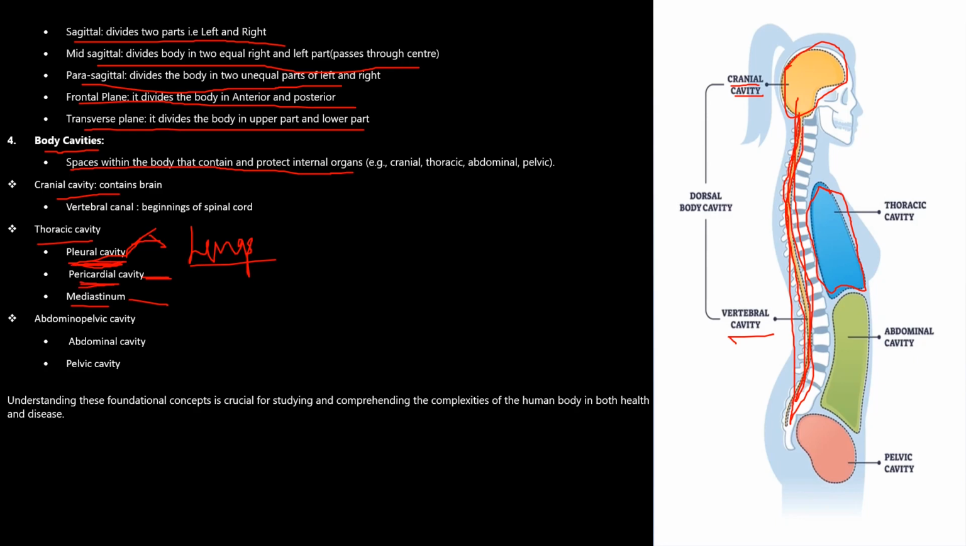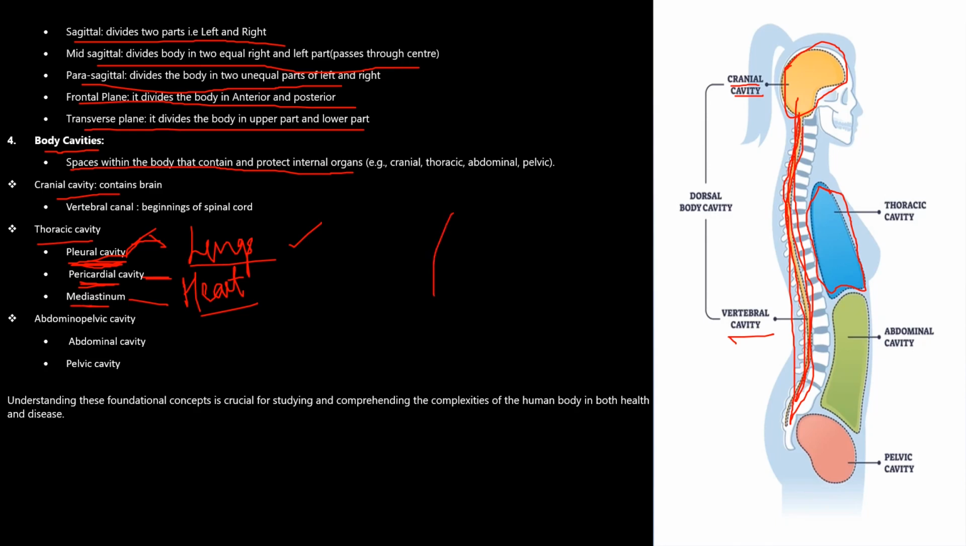Next is the pericardial cavity. Okay, it is the space between the pericardium and the heart. Okay, as with the lungs, pericardium, you can guess by the name, is related to the heart. Okay, in the pericardial cavity, there is a space between the heart and the outer covering of the heart, same as the lung. Okay, that space is the pericardial cavity, and then mediastinum.